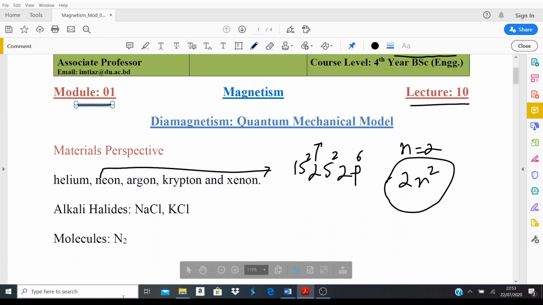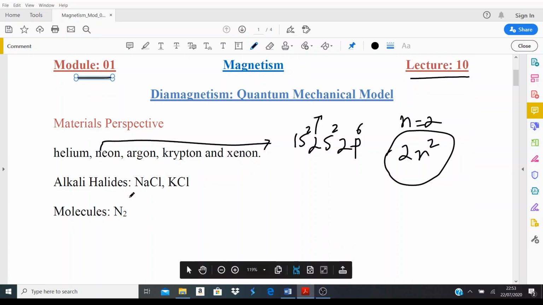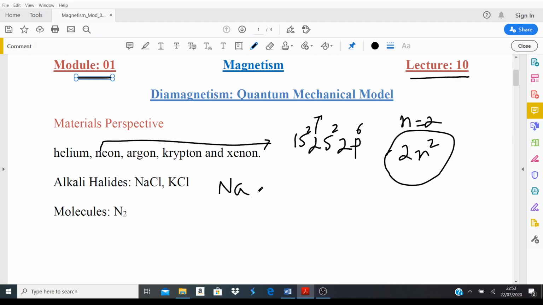Also we have some alkali halides, for example sodium chloride, right? Sodium has 11 electrons, but the sodium ion inside sodium chloride has 10. So it's like neon, a closed shell structure. And for chlorine, usually the chlorine element has 17 electrons, but in the chloride ion it has 18. So in the third shell, it has the required number of electrons, right?